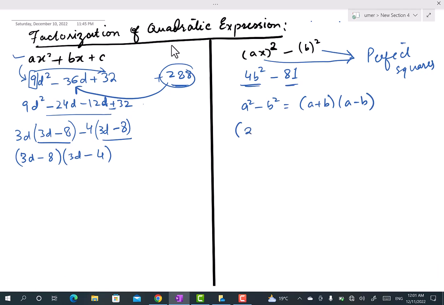Now 4b square is a whole square of 2b. When we square 2b, then it changes into 4b square, and 81 is the square of 9. Now simply what we are going to do is we will apply this identity. Now a square minus b square is equal to 2b plus 9 and 2b minus 9. That's it. This is the way to solve these type of questions.